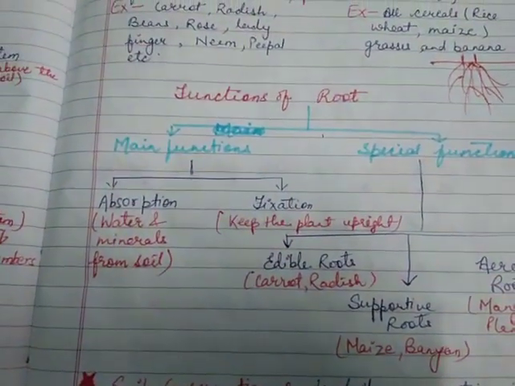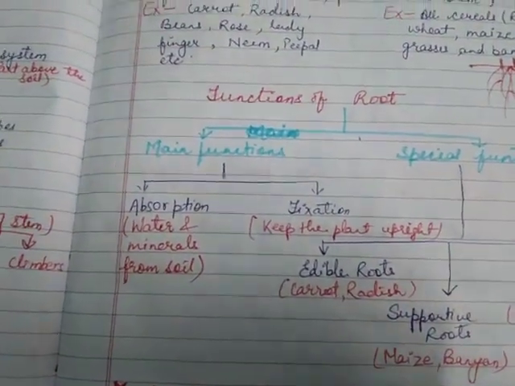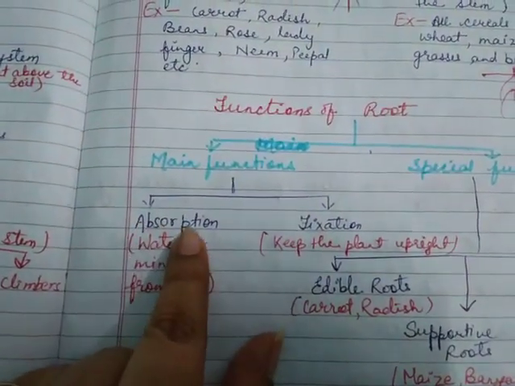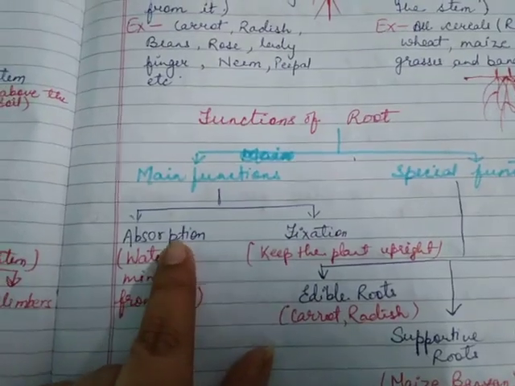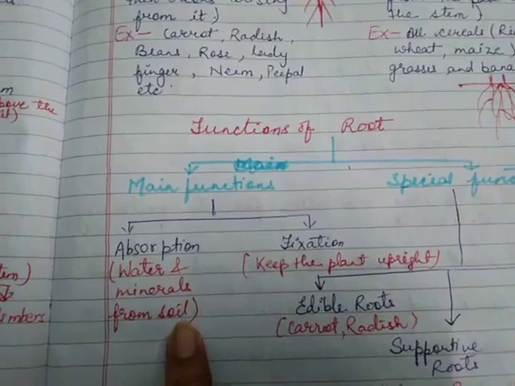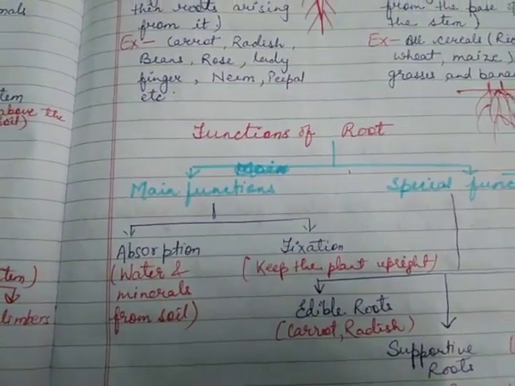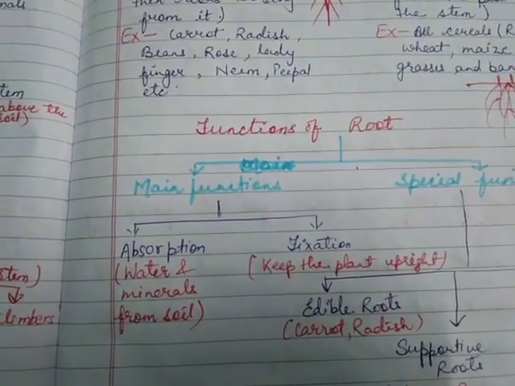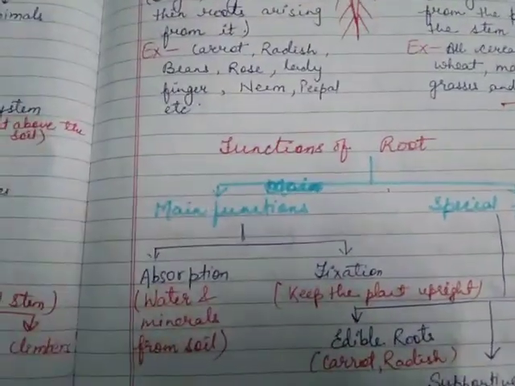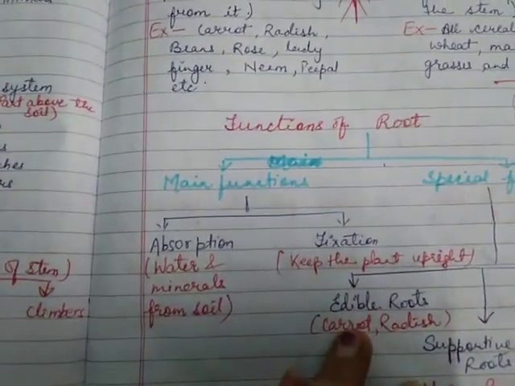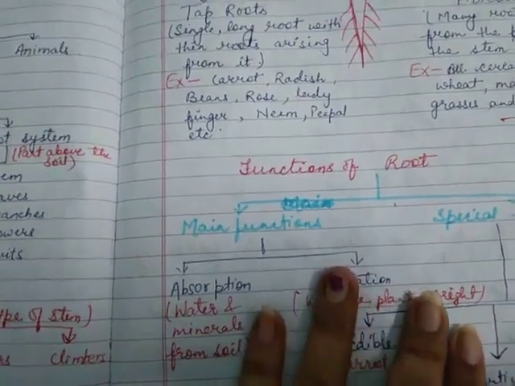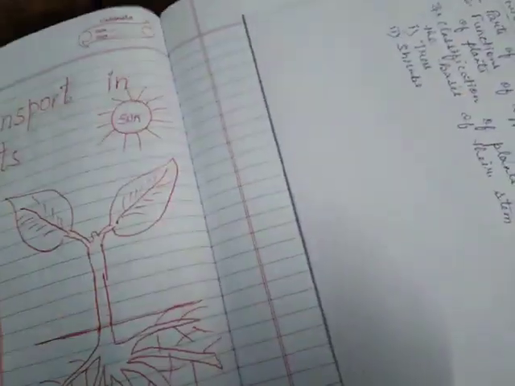Few of you have asked me about absorption. One of the main functions of the root is absorption of water and minerals from the soil. How water and minerals are absorbed from the soil and how they are transported to all the parts of the plant is called transportation of water in plants. Let's see.